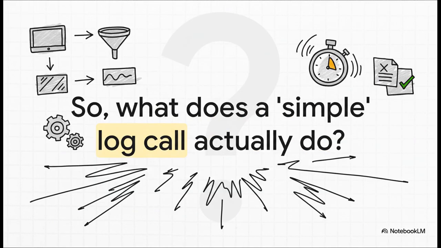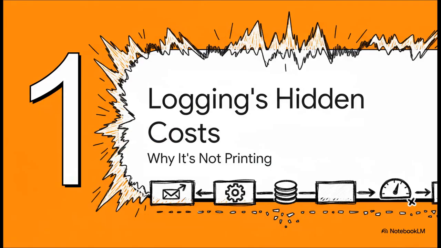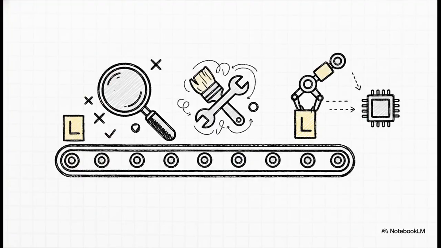Okay, so if it's not just printing, what is happening under the hood? Every single time your code makes that call to the logger, what are we paying for, even when nothing shows up on the screen? To really get the cost, you first have to realize that logging isn't just one action. Nope, it's a whole process. It's actually a pipeline with multiple stages, and every single one of those stages has an impact on your application's performance.